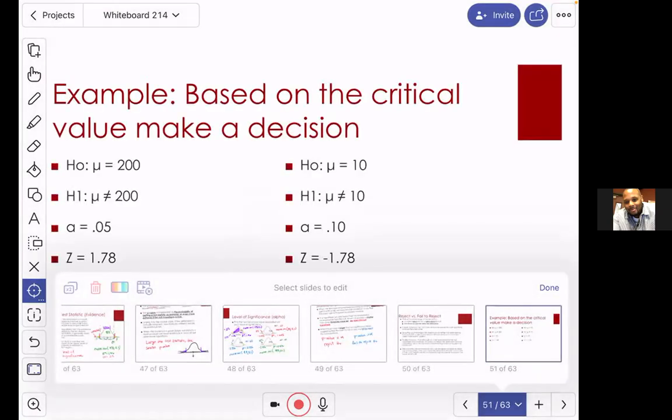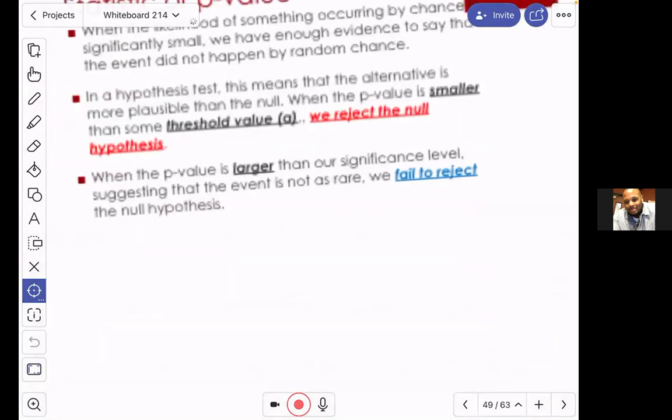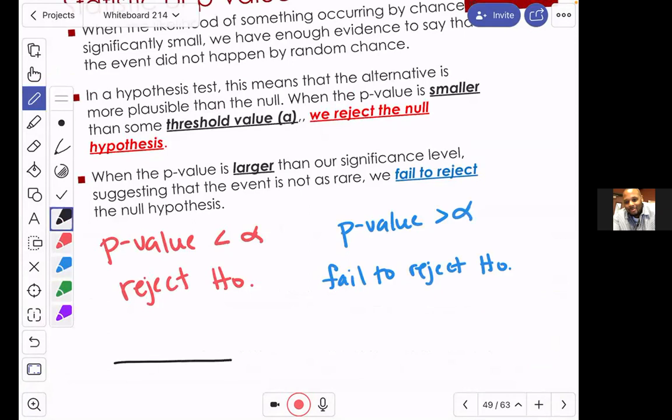All right, so let's look at this. Another way of doing this, by the way, is to look at the actual critical value. We can look at the critical value versus the test statistic. And so what that means is we reject based on the test statistic.